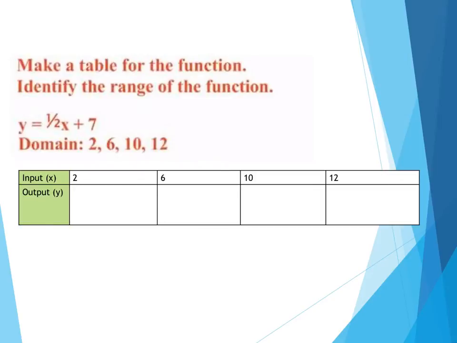So here I have my table kind of set up. I'm telling you the domain is 2, 6, 10, and 12. But what I have here is this y equals 1/2 x plus 7. This right here is known as a rule. It is called a function rule. What a rule does is it explains the relationship between two things, x and y, two variables. We talked about variables in the last video lesson. Okay, so a variable is something that represents some number that we can then find a solution for.